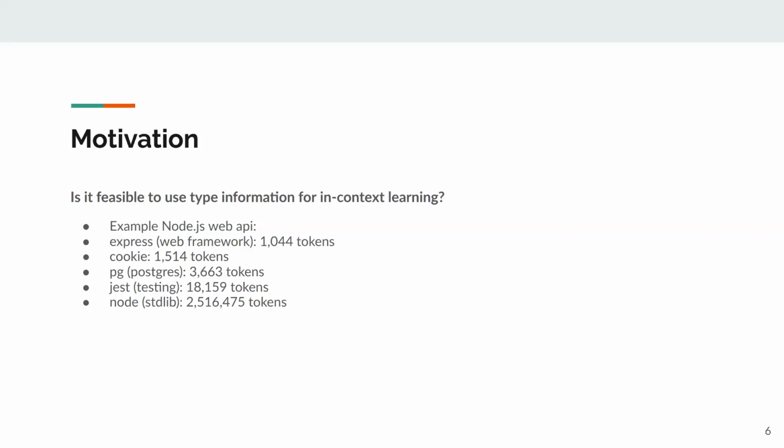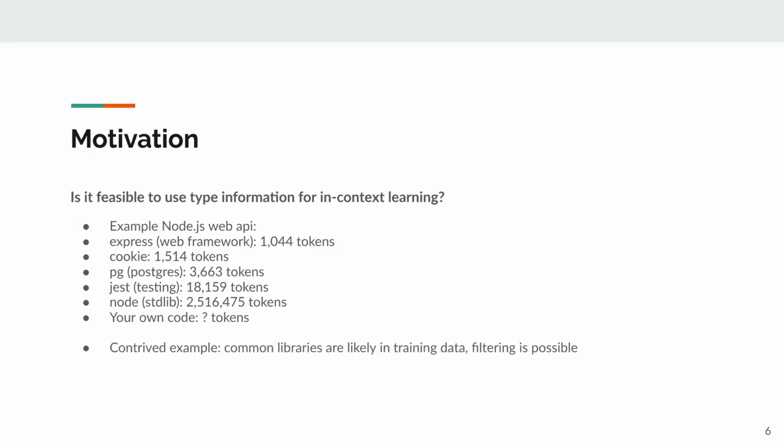And then we also have types for Node.js itself, which includes all sorts of native standard library functions. Then we have 2.5 million tokens, so this is definitely not going to cut it. Of course, the most important thing is probably your own code, which is all going to depend on your project as well. But we don't know how much that is.